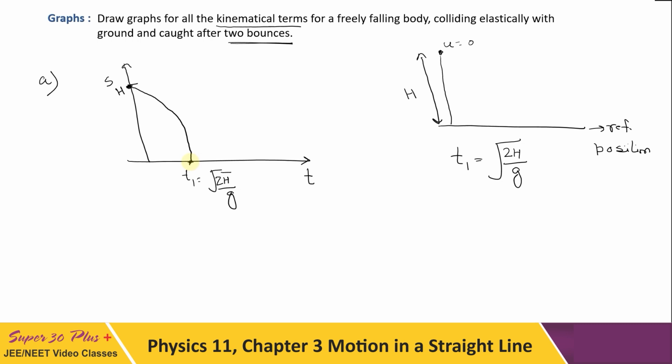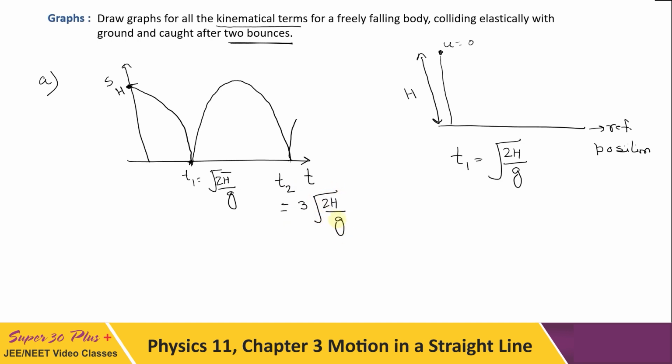Now it will go up again to the maximum height, and will come down again. This is the second collision. What will be the time between these two? When it is moving up and then coming down again, let this time be t2. t2 is the time at which the collision is taking place after the start. So t2 we can calculate here, that will be equal to 3 times root 2h by g.